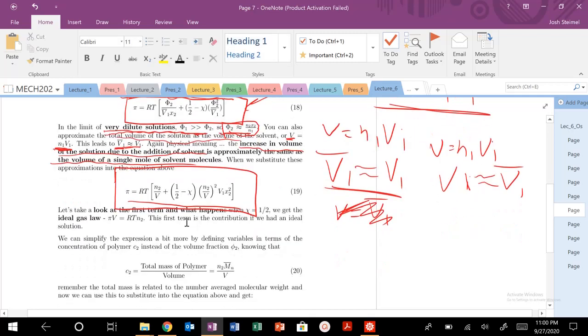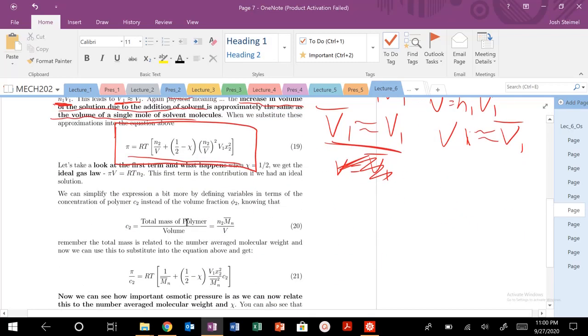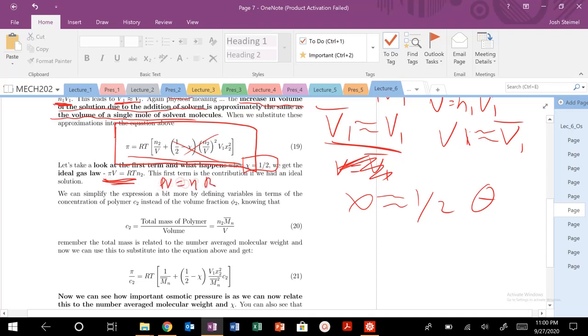This is a really nice equation because look what happens when we have chi equal to 1/2. We said last time that if chi is equal to 1/2, we basically have zero excess chemical potential at our theta solvent. When chi equals 1/2, this expression disappears, and we're left with this expression right here. Hopefully this looks familiar: πV equals nRT, the ideal gas law. The material is behaving ideally.